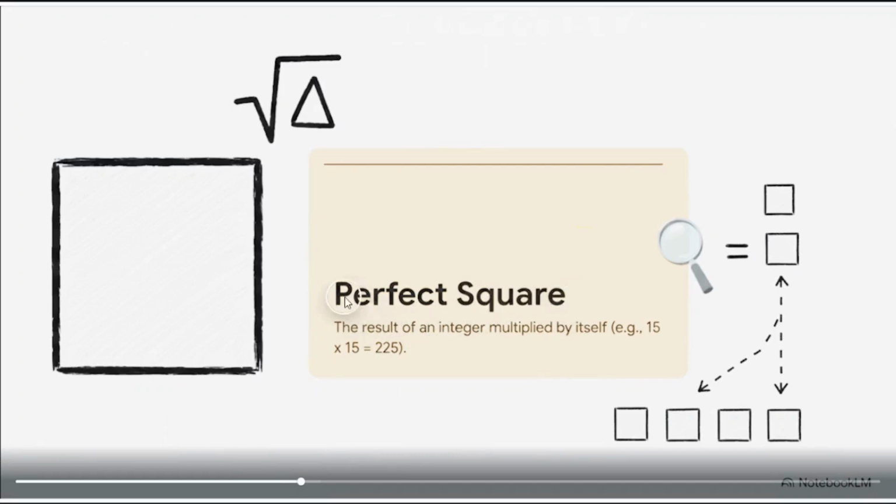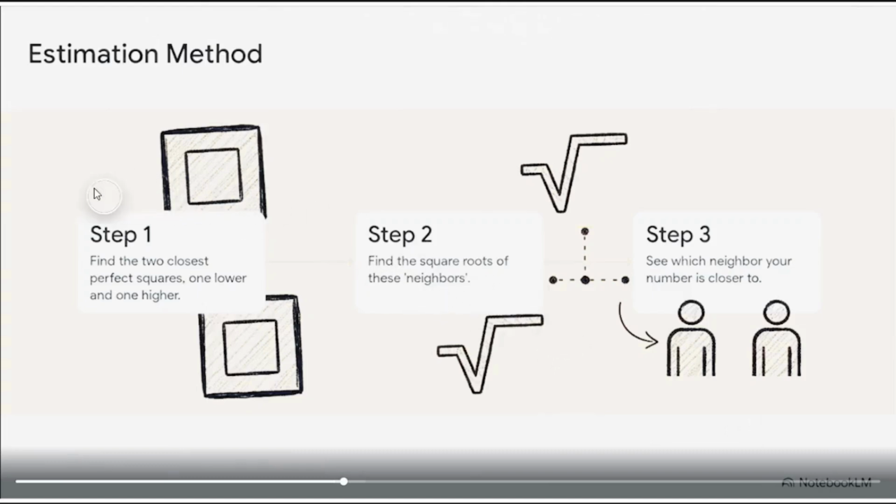Okay, just a super quick refresher so we're all on the same page. A perfect square is just a whole number multiplied by itself. You know, numbers like 4, 9, 16, 25. You get the idea. These are going to be our landmarks. So here's the 3-step method Bijou can use. Step 1, find the perfect squares that are just below and just above your number. Step 2, find the square roots of those neighbors, which, you'll see, are always simple whole numbers. And finally, step 3, just see which of those neighbors your number is cozier with.